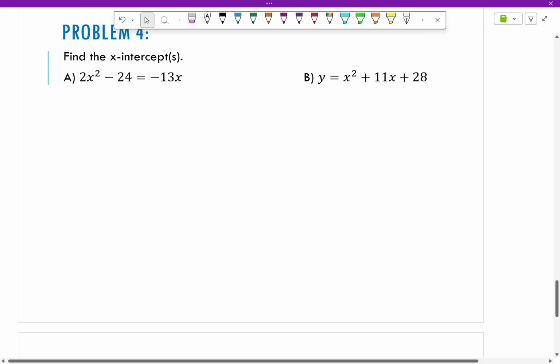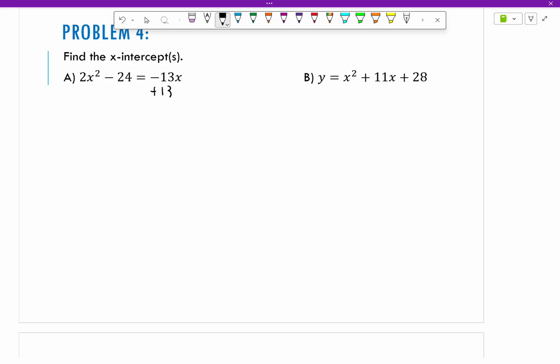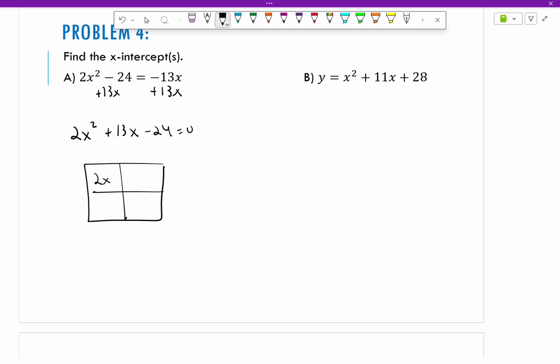Continuing with this idea, you can just move everything to one side so we can factor and solve. Once again, we're going to set up the box. 2x squared goes here. Negative 24 goes there. 13x here. 2x squared times negative 24 is negative 48x squared.